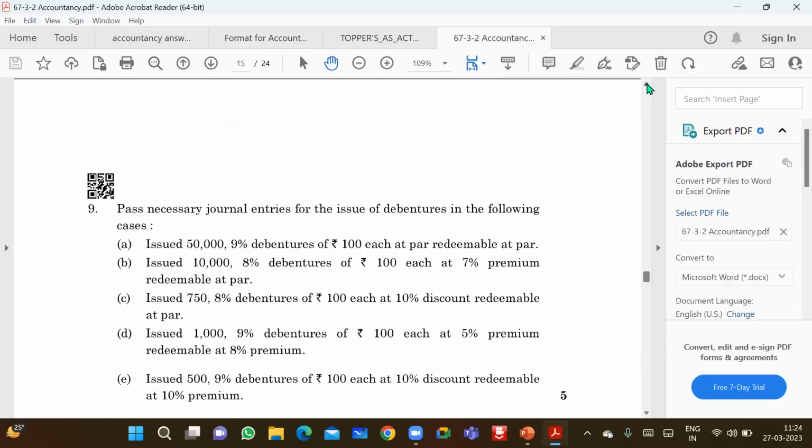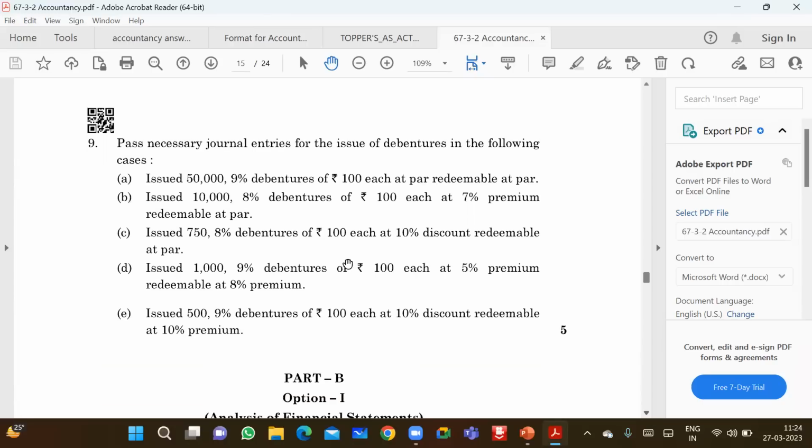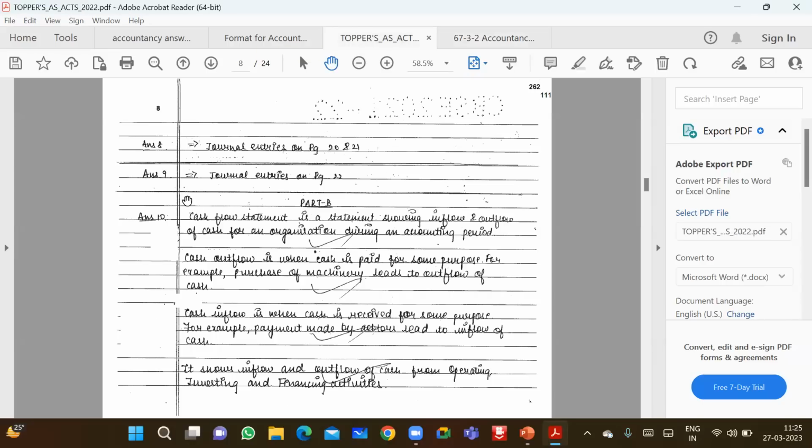So next question is number 9. In question number 9, the journal entries for the issue of debenture have been asked. This question does not carry any working note, so it can easily be attempted on the printed journal. Let's see how the student has written. The student has attempted this question on the printed format on page number 22.